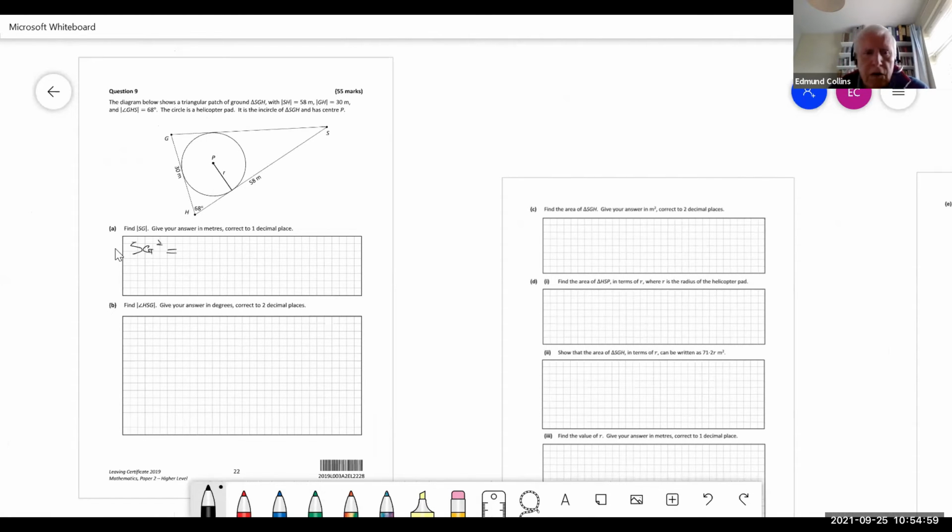So SG squared equals 30 squared plus 58 squared minus 2 by 30 by 58 by the cosine at 68 degrees.